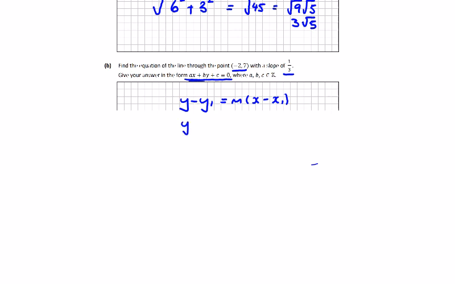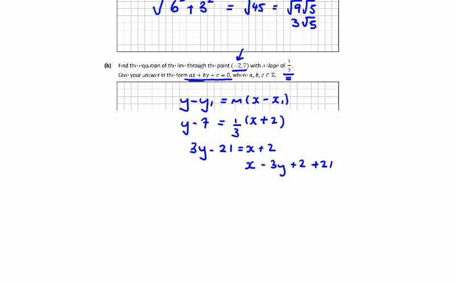So y minus 7 equals m, which is slope, 1 over 3 by x minus 2, so it's going to become plus 2. Multiplying both sides by 3, I get 3y minus 21 is equal to x plus 2. I'm bringing everything to the same side. X minus 3y plus 2 minus 21 will become plus 21. We'll get x minus 3y plus 23 is equal to 0.